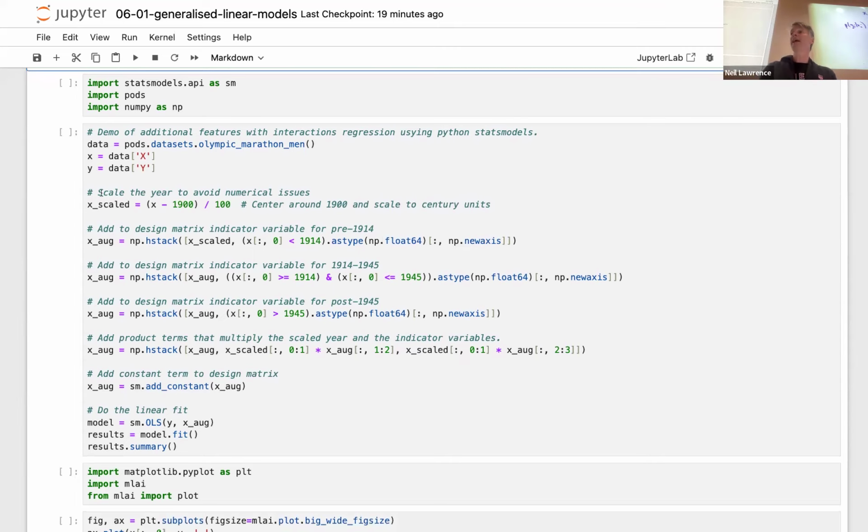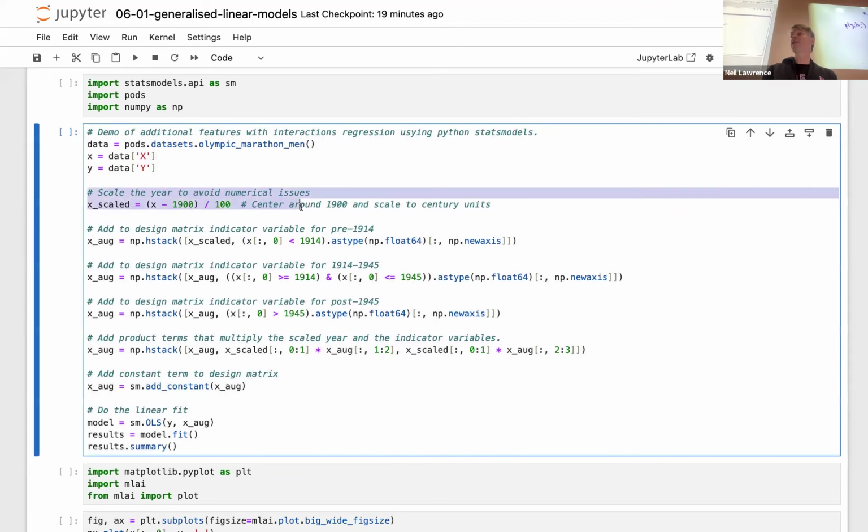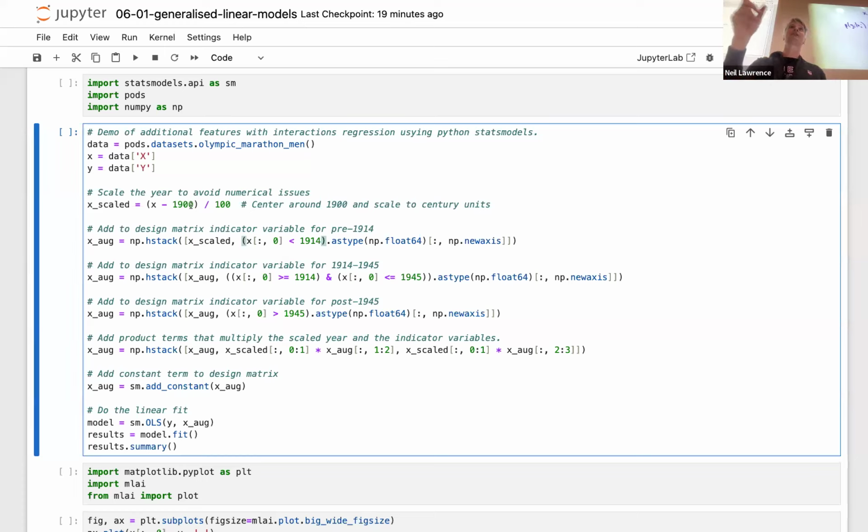What I've set up here, first of all, is to scale the year to avoid numerical issues. This scaling is an interesting choice, right? There's a number of things one might imagine doing. You might imagine just looking at the variance of the input value and scaling it down to be variance 1. That would be a perfectly sensible thing to do. One challenge with that is your coefficients will have become quite difficult to interpret because they're downscaled. If you don't scale, the coefficient is giving you a per year change in performance time, because it's a linear model per year.